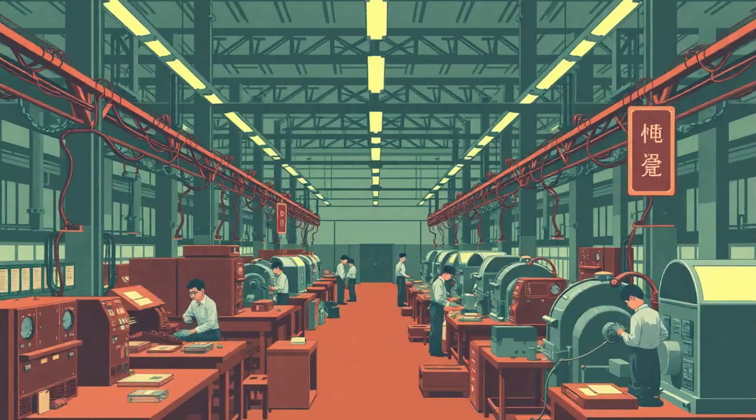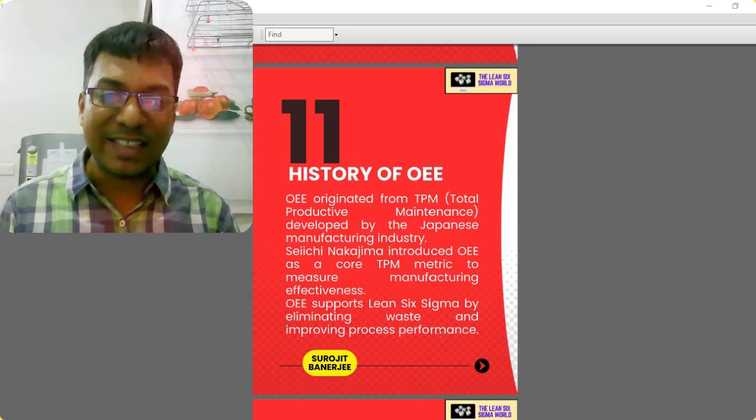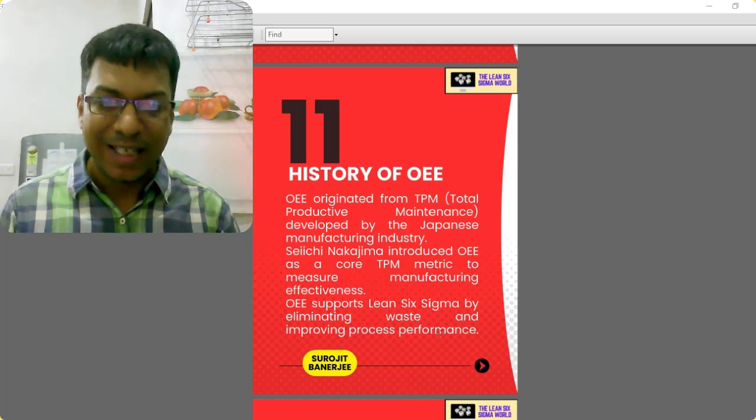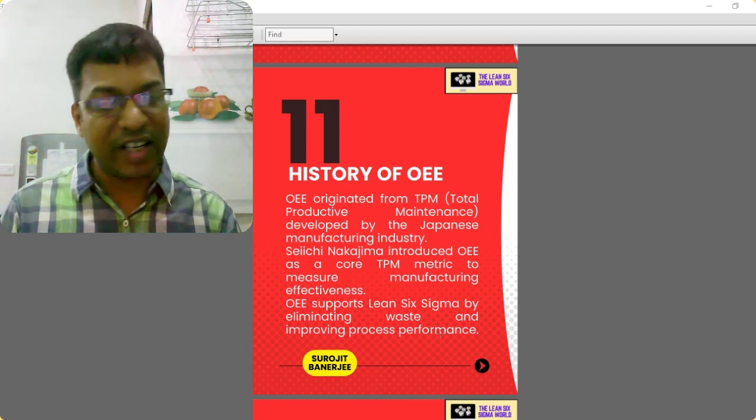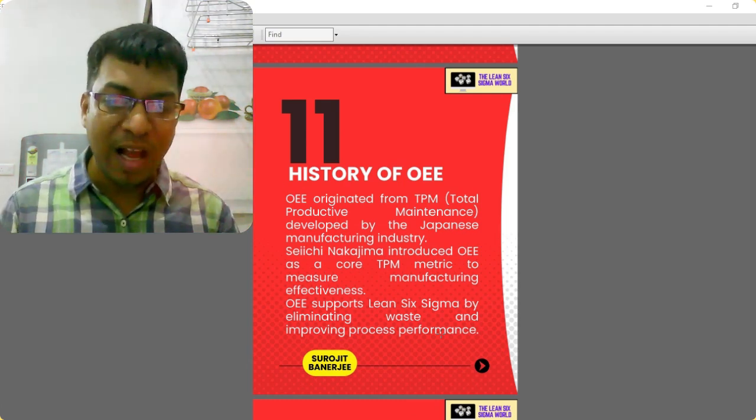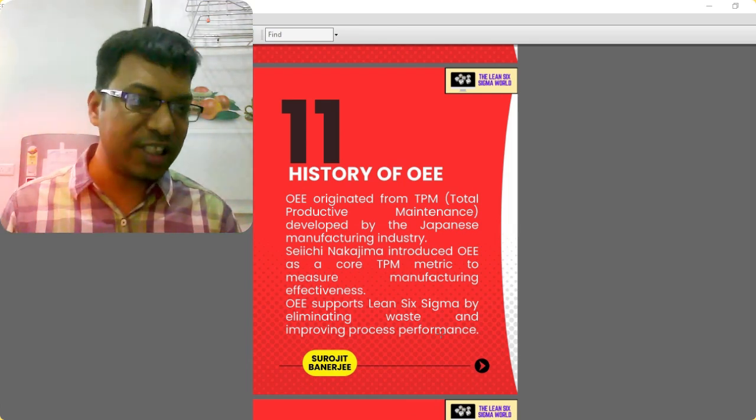Okay. Now, we need to understand the history of OEE. OEE basically originated from TPM, Total Productive Maintenance, developed by the Japanese manufacturing industry. Seiichi Nakajima introduced the concept of OEE as a core TPM metric to measure manufacturing effectiveness. OEE supports Lean Six Sigma by eliminating waste and improving process performance.